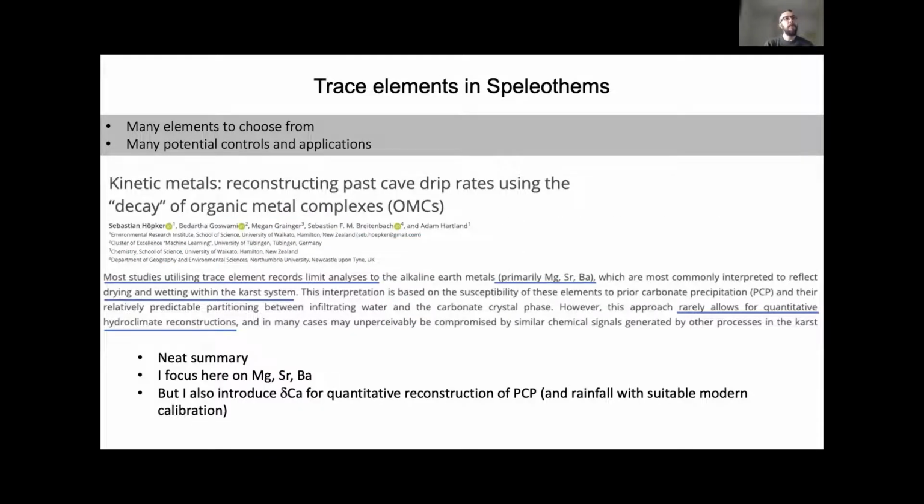And yes, this little bit of text below is taken from their abstract. I think it summarizes this talk quite neatly, because I will be focusing on magnesium, strontium, and barium, which is what a lot of studies focus on. But in addition, I will be introducing calcium isotopes, because they do allow for a more quantitative reconstruction of PCP, and therefore rainfall at the same time.